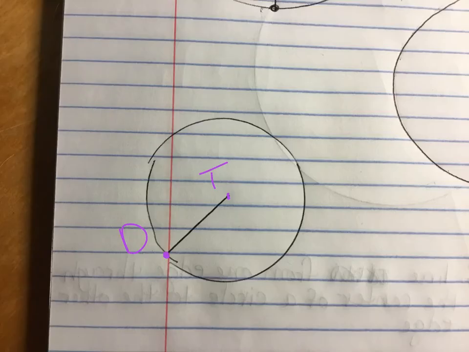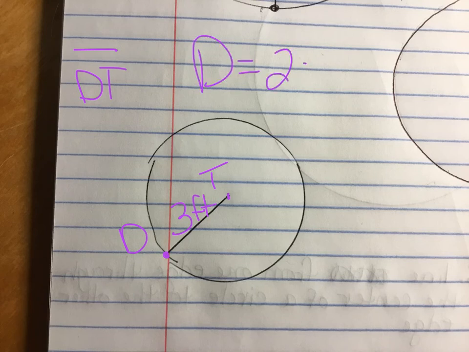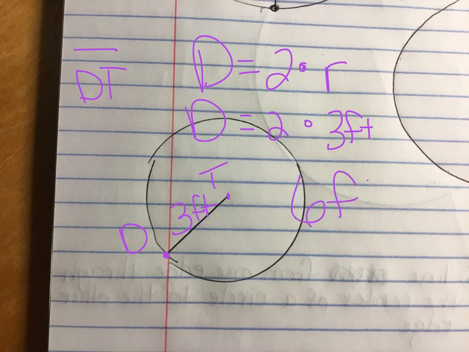Okay, on this one, if I were to name the radius, I would say, ooh, this is radius DT. And if they said, hey, your radius is 3 feet, what's your diameter? Well, remember, d equals 2 times your radius. I just said your radius was 3 feet, so I plugged that in for r. R means radius. That means my diameter is going to be 6 feet, because if I continued that line, I would have 2 sets of 3s.